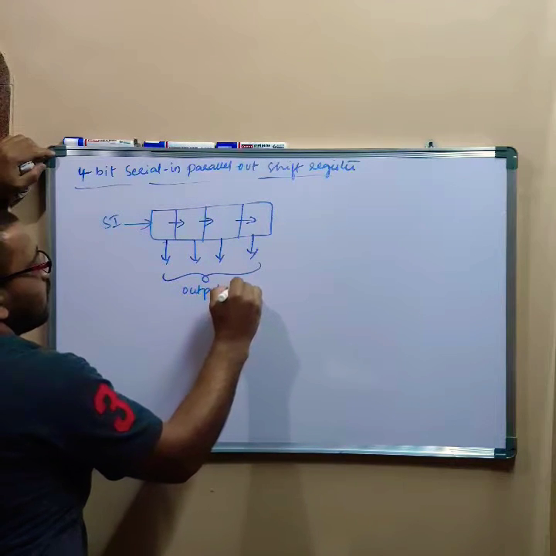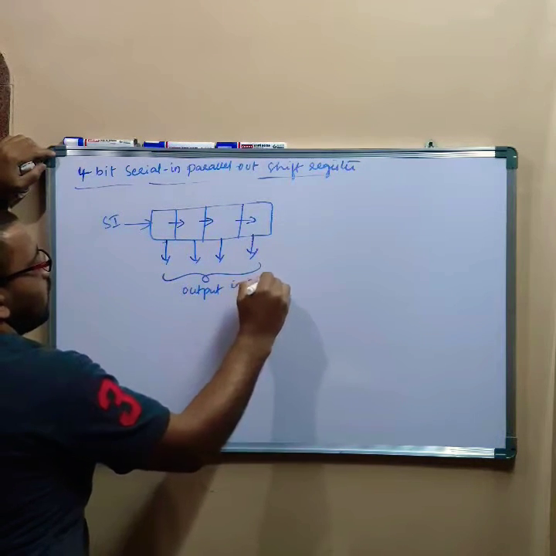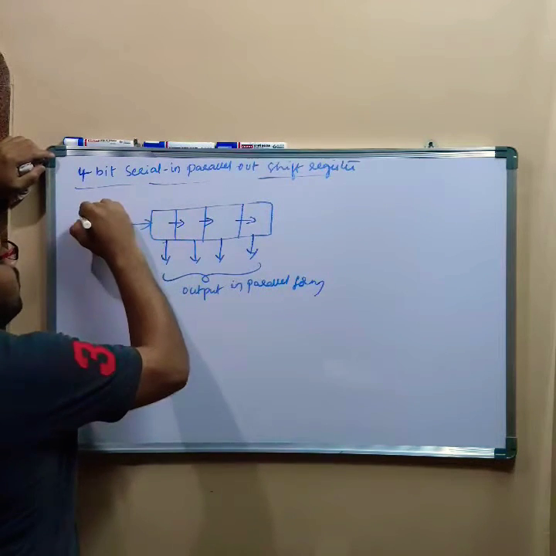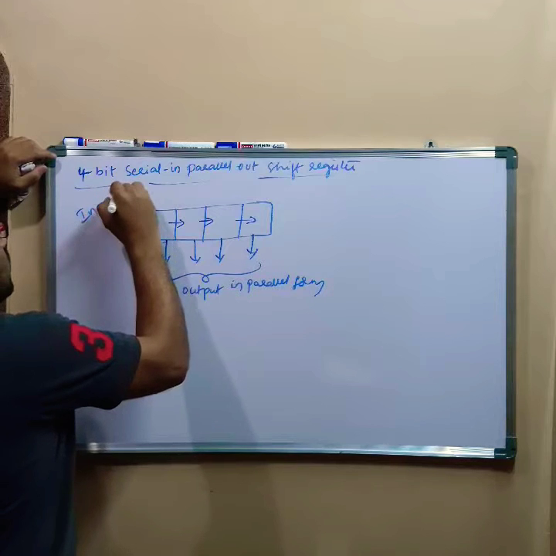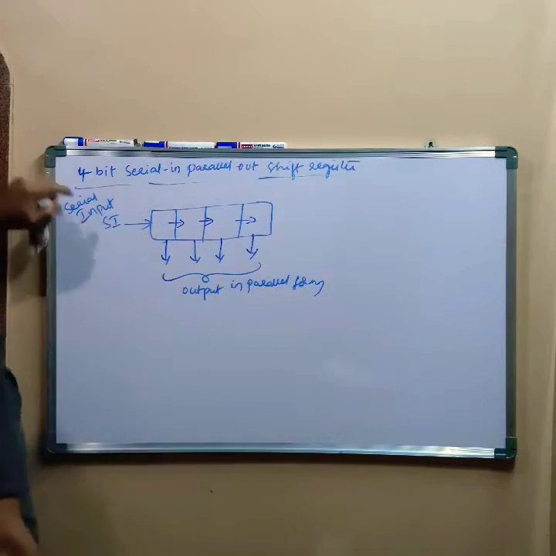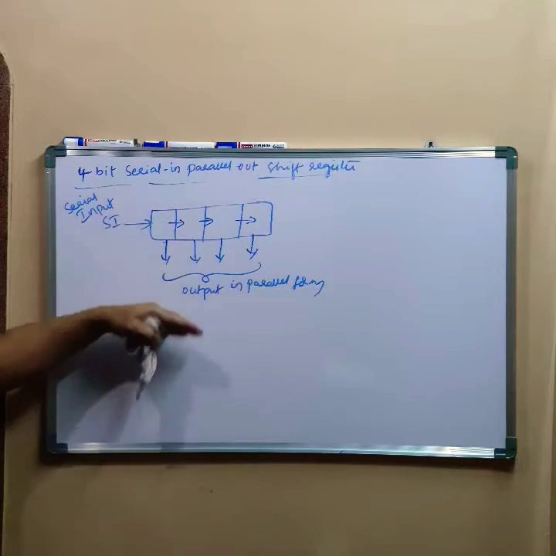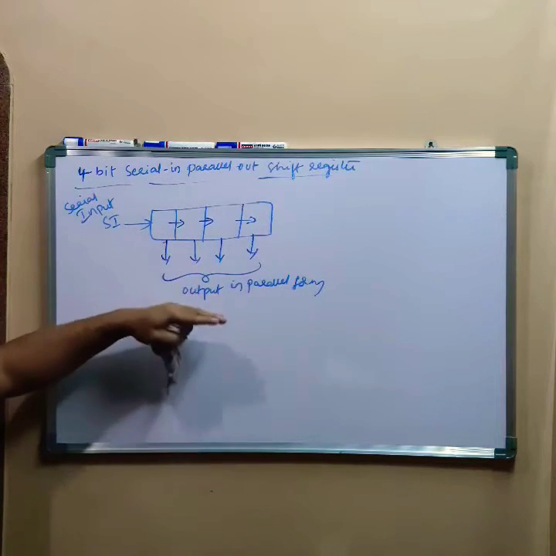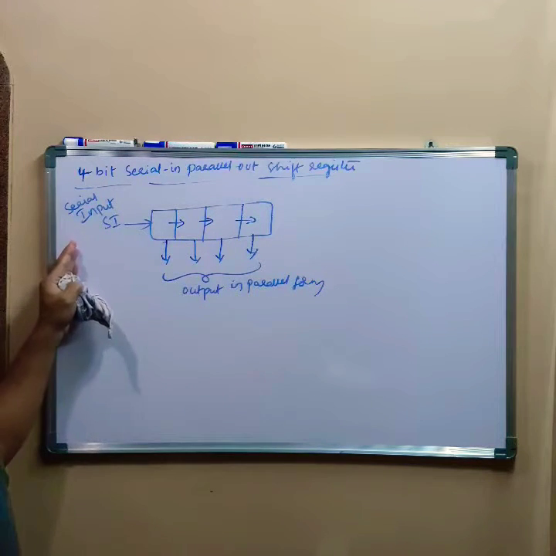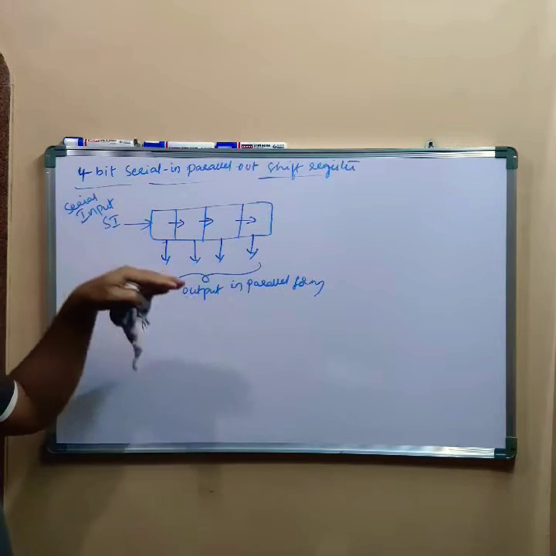output in parallel form, input, serial input, so parallel output. You are taking all the outputs for the single clock pulse. For the single clock pulse, all the outputs are retrieved. For the 4 clock pulses, all the inputs are loaded into the register.